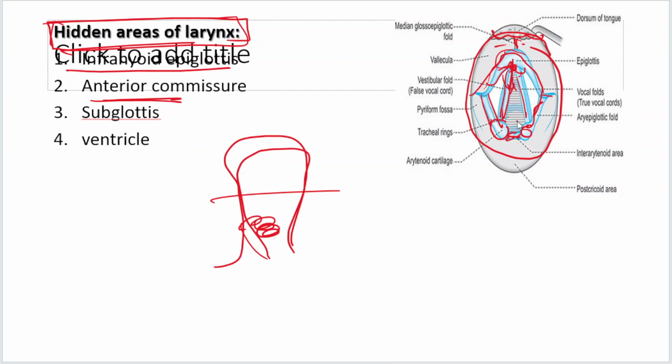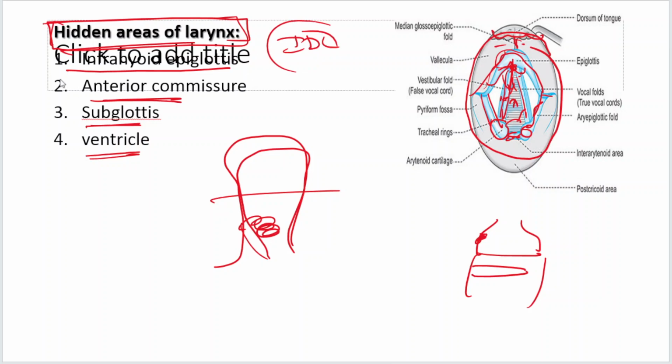Subglottis. This part is not so clearly seen. You can directly see the trachea, but as we have seen, this is the vocal cord and this is subglottis, and from there the trachea starts. So if there is a growth here, you cannot see it. Subglottis is also a hidden area, and the ventricle between the true cords and the false cords you also cannot see on indirect laryngoscopy. So what are the hidden areas of the larynx?